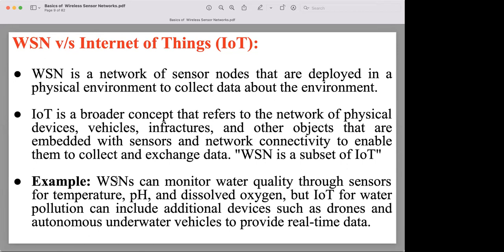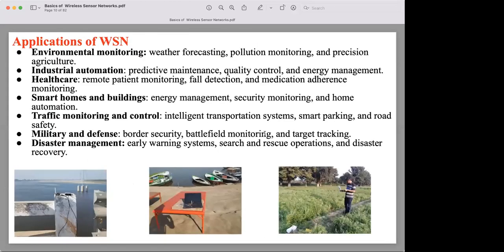But if the wireless sensor network ends at this level, that they have the sensor nodes, they sense the environment and relay this information to the base station, that is a wireless sensor network. So this is all about the comparison between wireless sensor networks and other existing networks. We already saw the other existing networks, and also we have seen wireless sensor networks and the IoT.